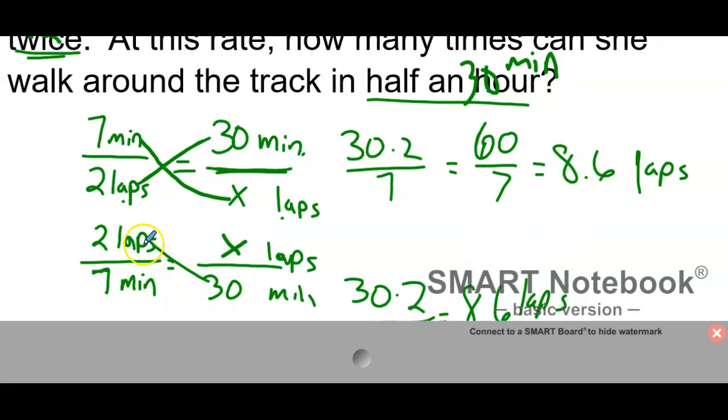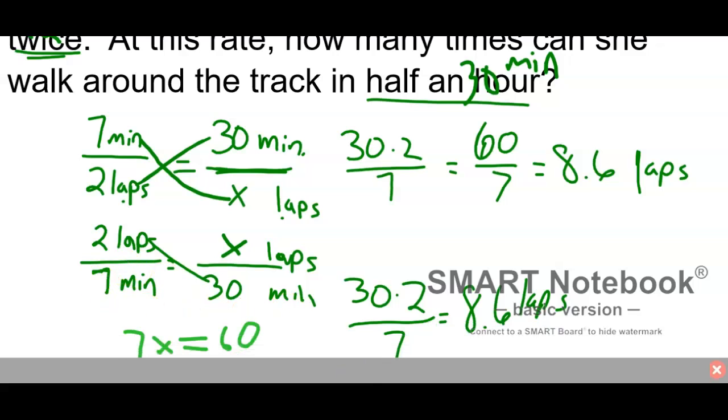Okay, I could set it up this way too. I could do 2 laps is 7 minutes, but then my x laps would have to be on top. I still would do 30 times 2, and then I would divide by my extra piece and get 8.6. Same answer, different method, doesn't matter, both work.